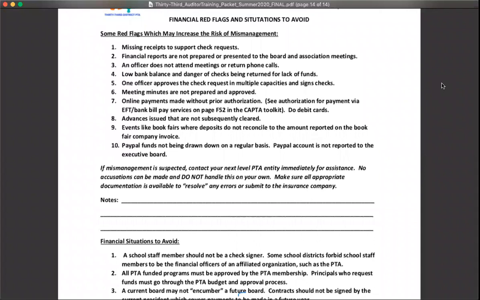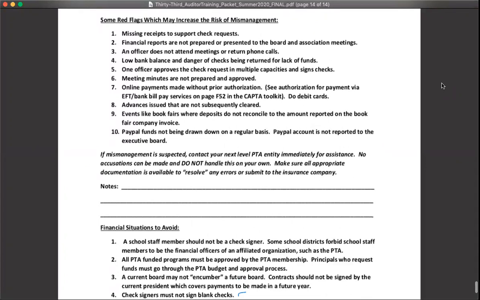And like I said, if mismanagement is suspected, contact your next level PTA immediately for assistance. And no accusations can be made, and do not handle this on your own. Make sure all appropriate documentation is available to resolve any errors or submit to the insurance company. So you don't want to run around telling anybody, oh my gosh, I think this is wrong. No, that's not your job. You identify it and send it forward to the council or the district.